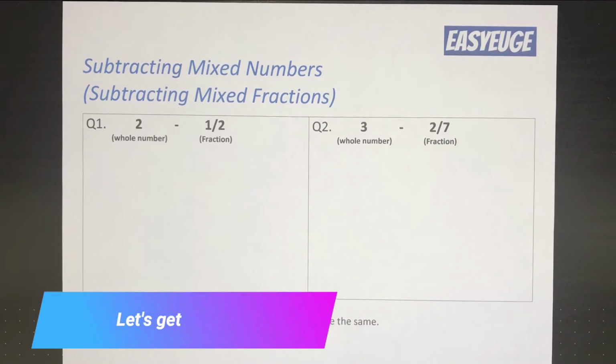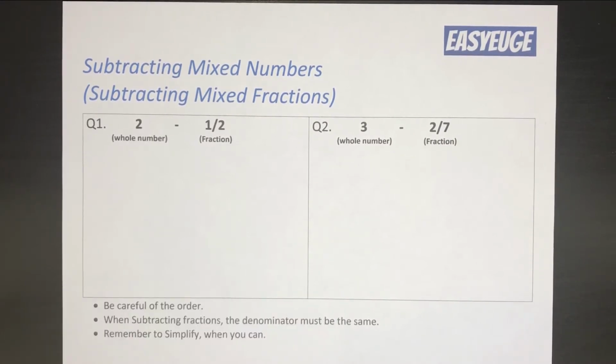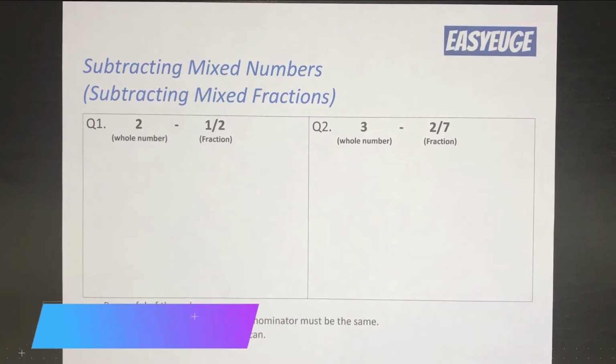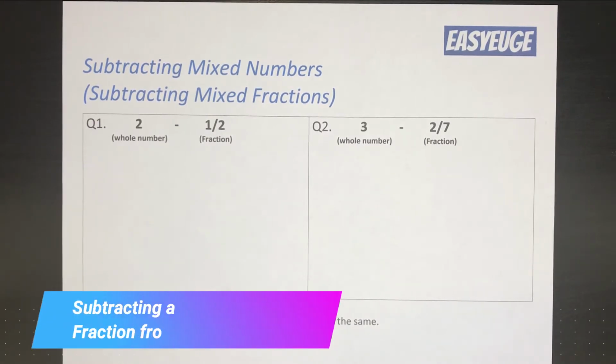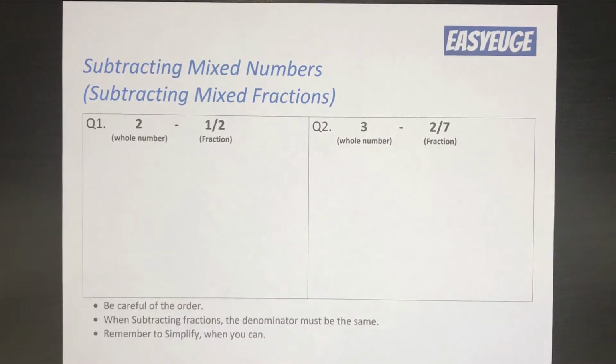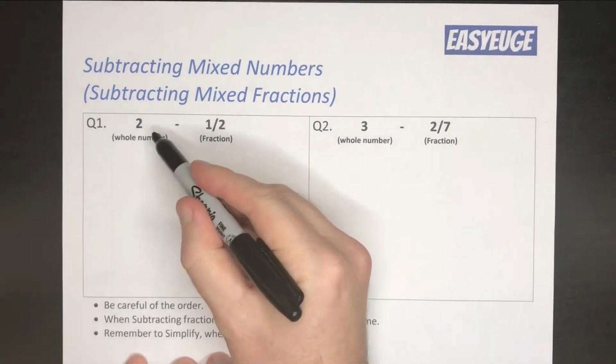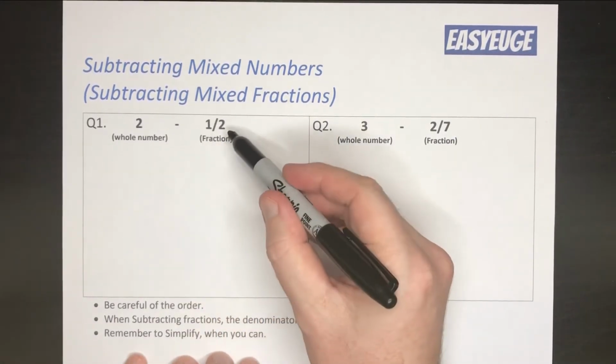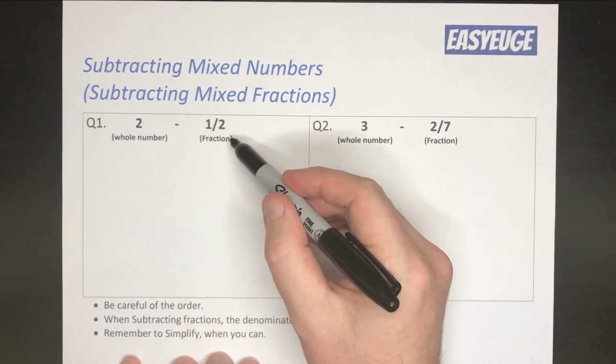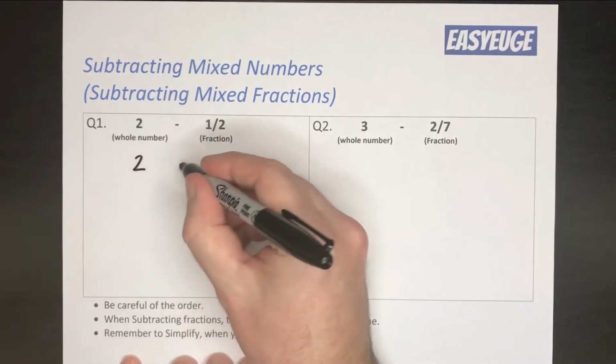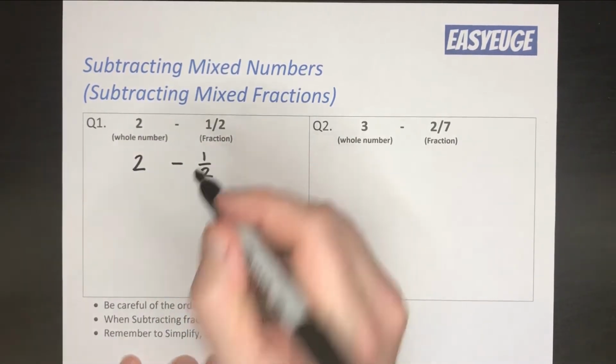Welcome to subtracting mixed numbers. In these two examples, I'm going to take a whole number and take away a fraction, just to show you the method before we start into subtracting mixed numbers. Okay, so question 1 is 2, the whole number, take away a half, which is a fraction. So this is 2 take away a half.